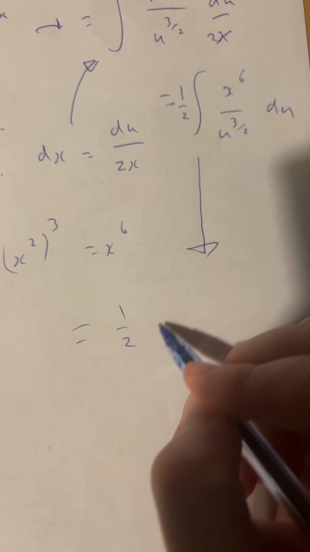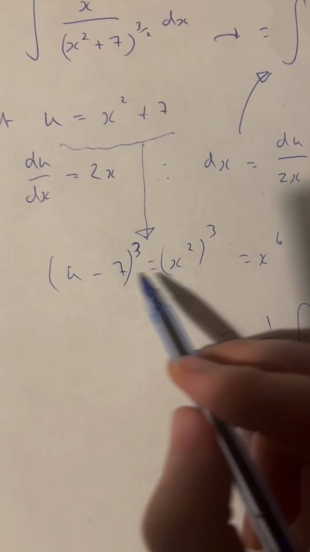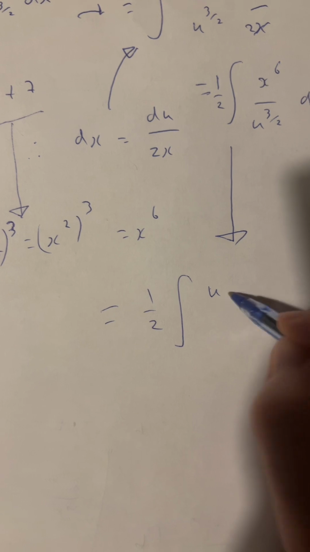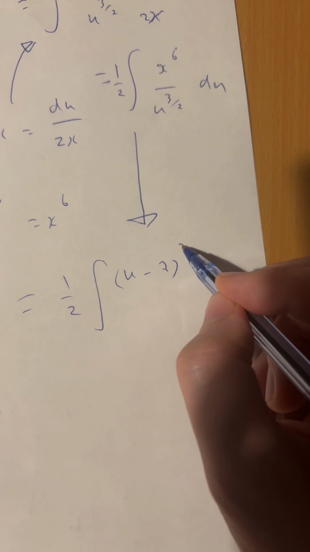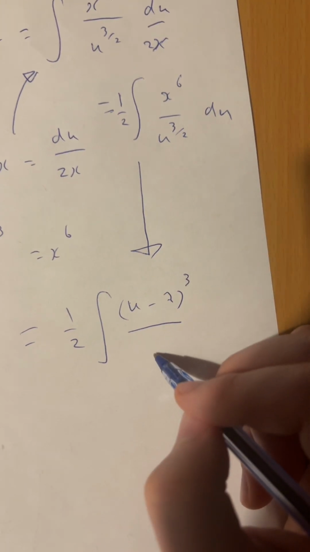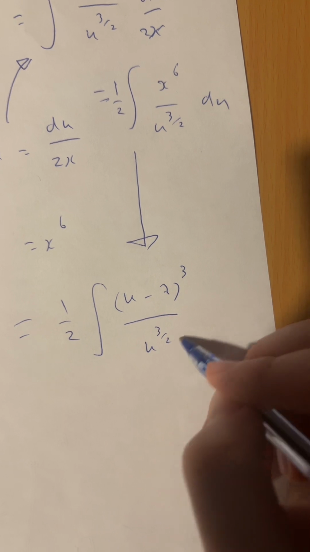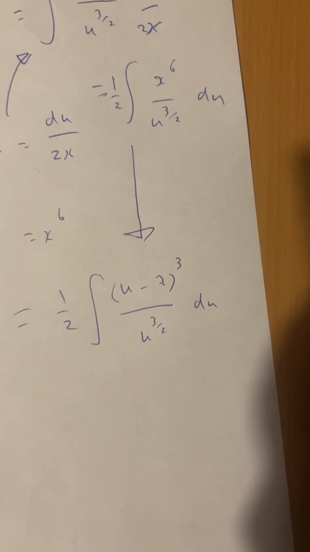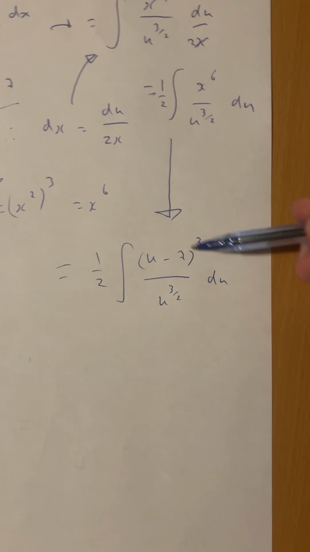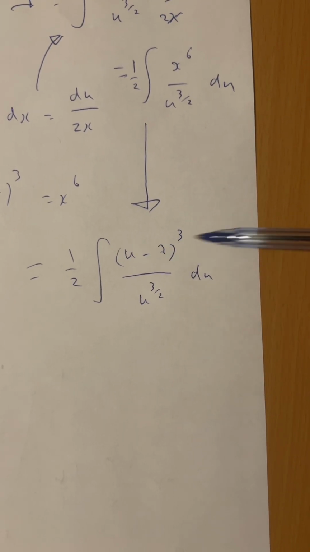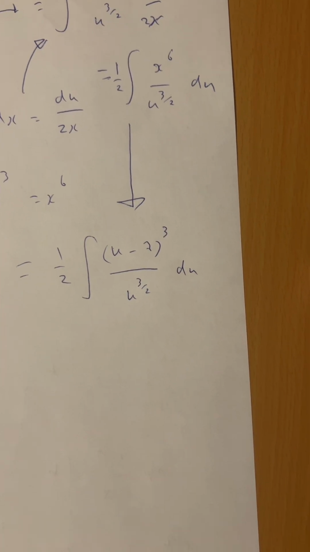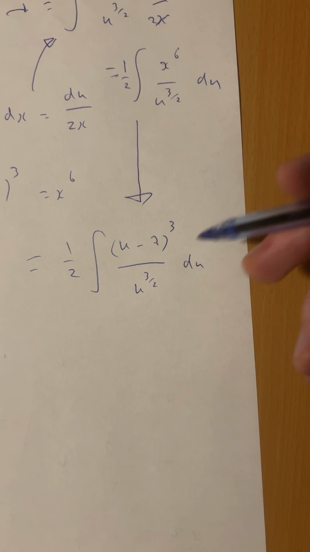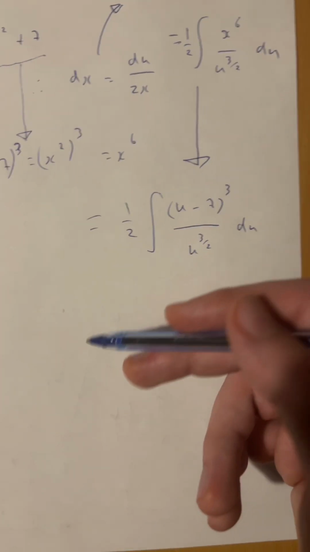So this is 1/2 integral of this thing, u minus 7 to the power of 3, because that is x to the power of 6, and then divided by u to the power of 3 over 2 with respect to u. Now what you can do on the numerator, you can do a binomial expansion to expand the brackets on the top here, or you could do triple brackets. I mean, whichever you find quickest. It's probably going to be quickest to use the binomial expansion formula, so I'll quickly do that now.